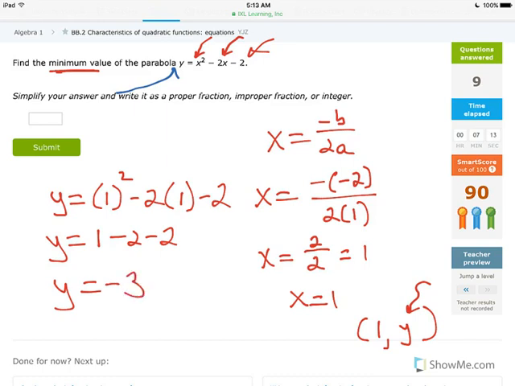So we now know the y value happens to be -3, so we can put that into the ordered pair. So if the question was, what is the vertex, that's your vertex, 1, -3. If the question is, what's the minimum value, the minimum value, they mean the minimum y value. So the minimum output is going to be -3. So we're going to put -3 into the answer box.